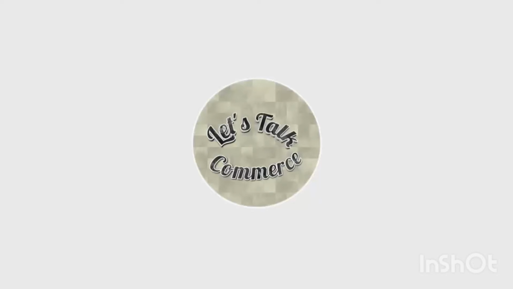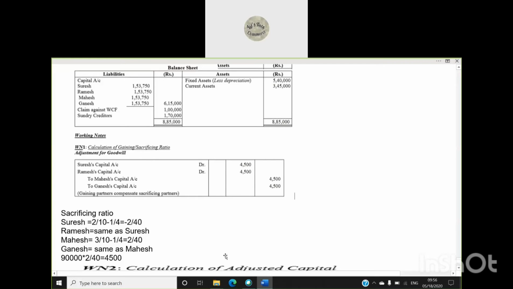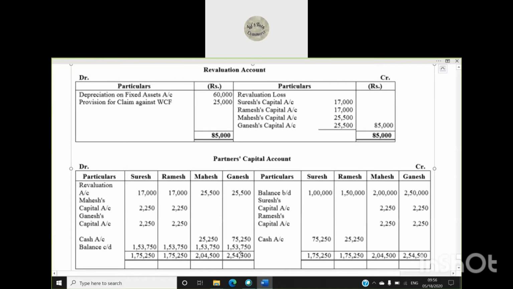To balance carried down in the column of Suresh 1,53,750. In the Ramesh column 1,53,750. So we have written the balance carried down already, but our debit side and credit side is not equal. Why is it not equal? Because we need to bring in cash or we need to pay in cash and balance the account. So how will we be balancing the accounts now?